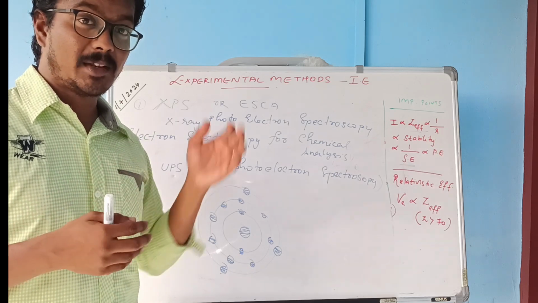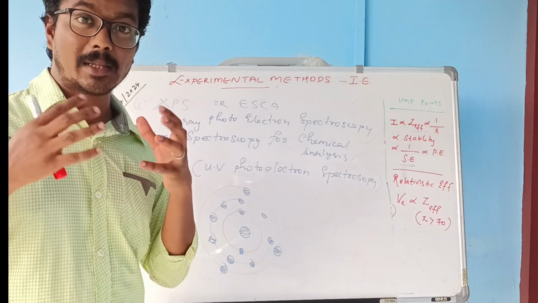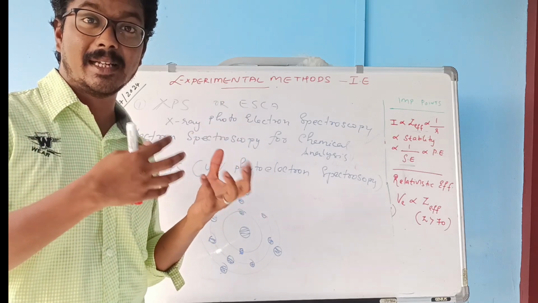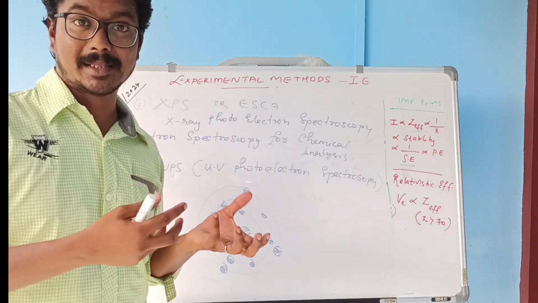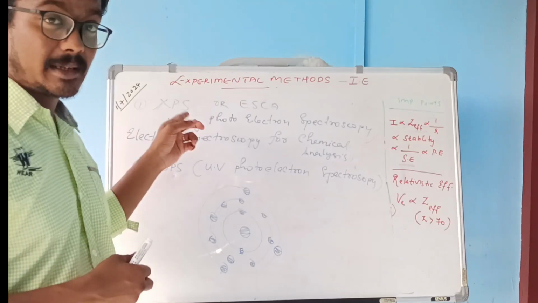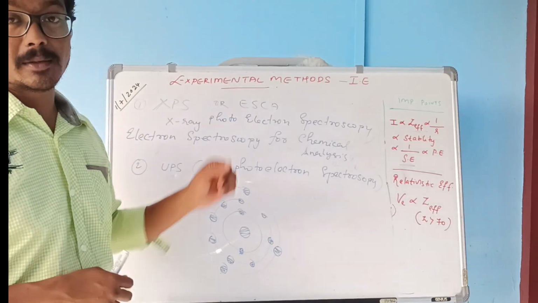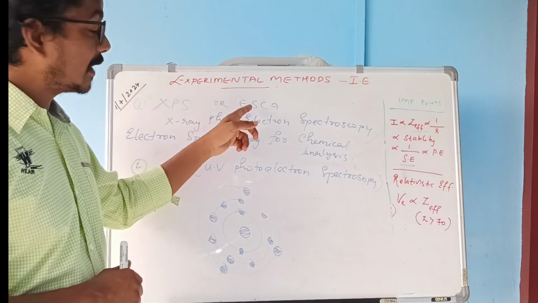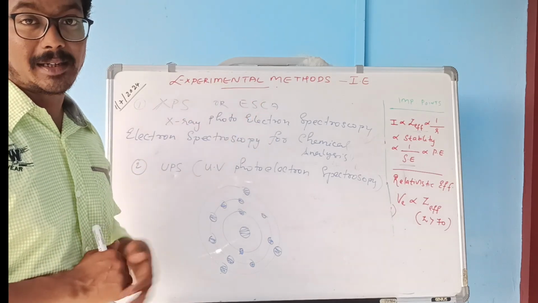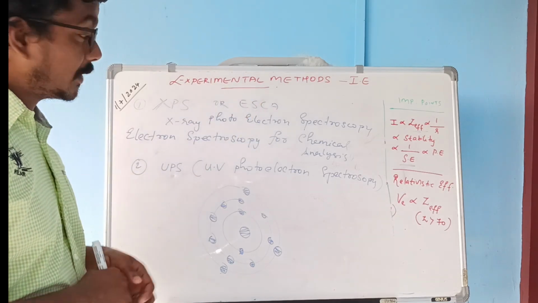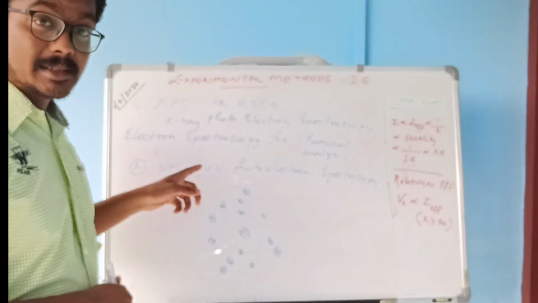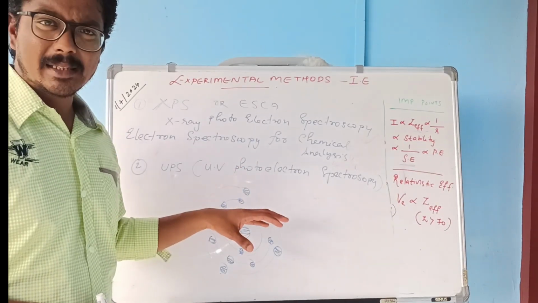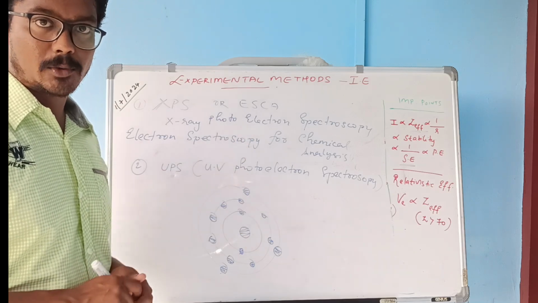So for that we have to strike the sample or the atom with another beam or other energetic rays. So we are using X-ray, in this case X-ray photoelectron spectroscopy. It is also known by the name Electron Spectroscopy for Chemical Analysis, ESCA. And the second is UV photoelectron spectroscopy. So, what is the difference between the two?